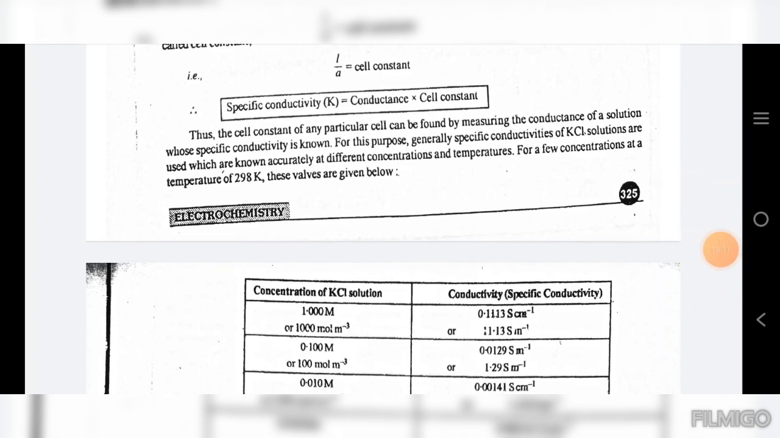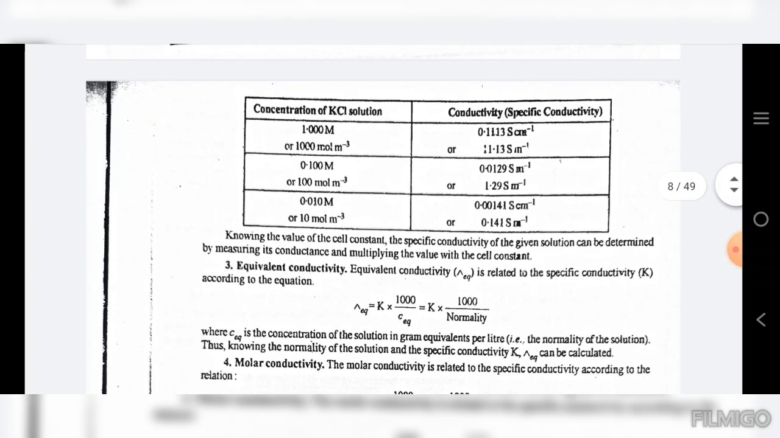Thus, the cell constant of any particular cell can be found by measuring the conductance of a solution whose specific conductivity is known. For this purpose, generally specific conductivities of KCl solutions are used, which are known accurately at different concentrations and temperatures. For a few concentrations at a temperature of 298 Kelvin, these values are given below.